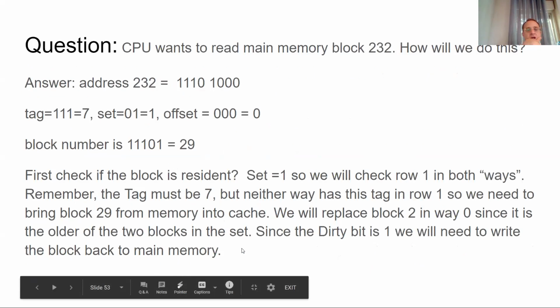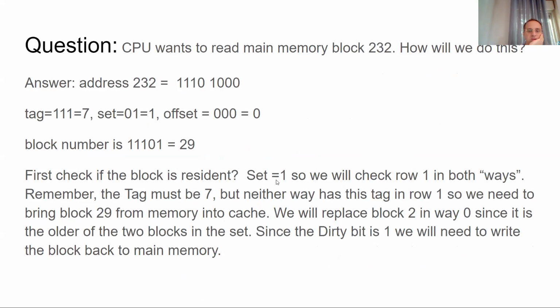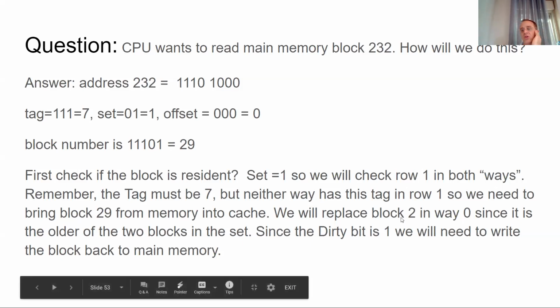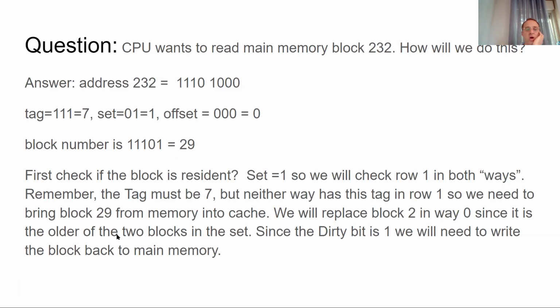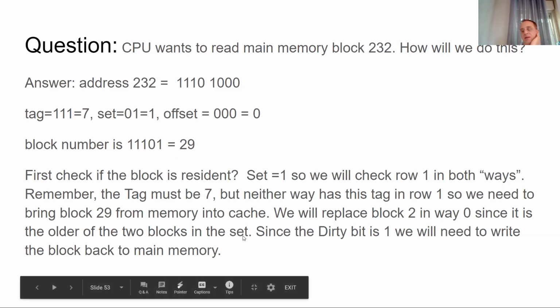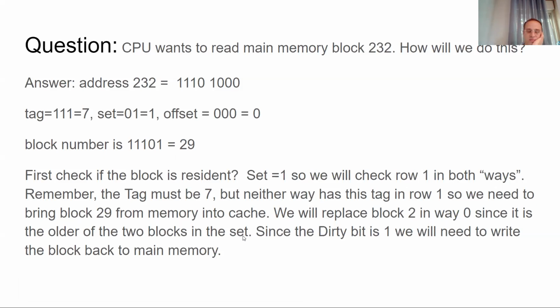Okay, so we saw this. First, check if the block is resident. We saw that the block is not resident. Set equals 1, so we will check row 1 in both ways. Remember, the tag must be 7, but neither has this tag in row 1. So we need to bring a block. We need to bring block 29 from memory into the cache, and we will place it in way 0. Which set do we have to be in? We have to be in set 1. So we replace block 2 in way 0 since it is the older of the 2 blocks in that set. That's the concept of least recently used.